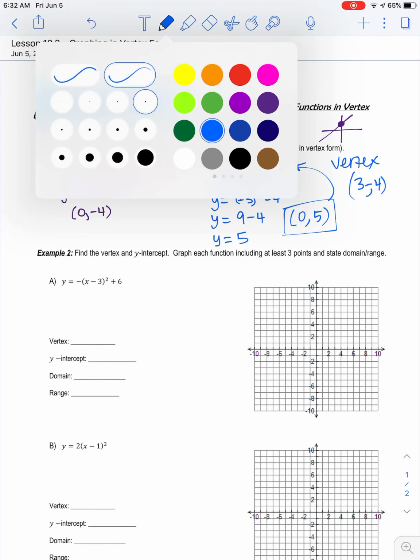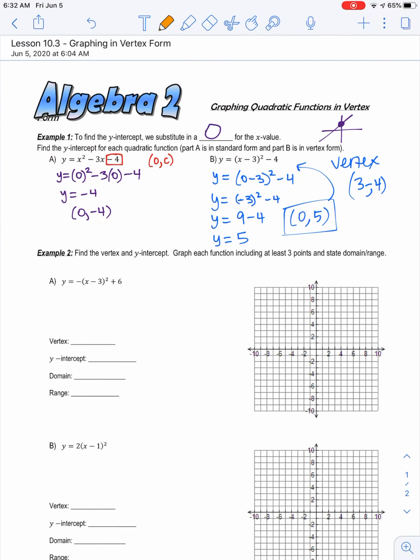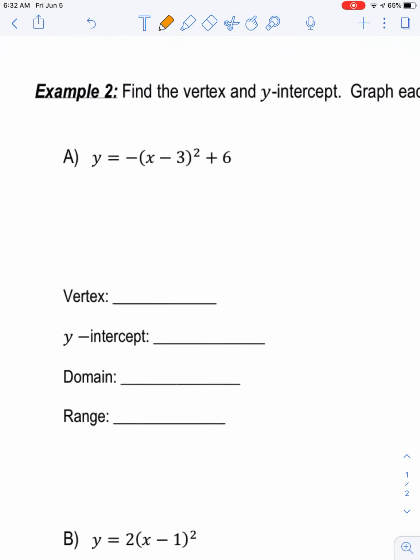All right, so let's take a look now at example 2a. We're going to find the vertex and the y-intercept using the equation, and then we're going to graph the function using at least 3 points, and then at the end, after we have that graphed, we'll state the domain and range.